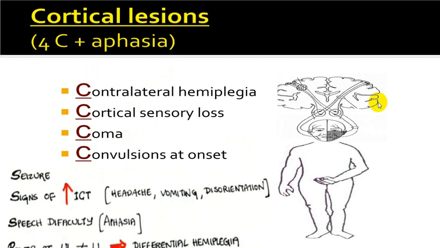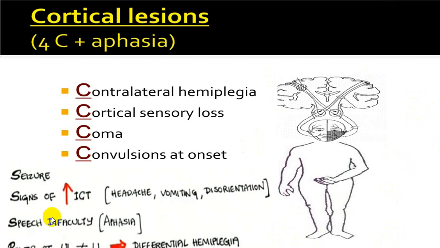And it depends upon which lobe is being involved, which territory. Particularly if the parietal lobe is involved, you can have agnosia, apraxia, etc. In the case of a frontal lobe, you can have aphasia. If it is the dominant hemisphere, Broca's aphasia. If it is the parietal lobe, you can have Wernicke's aphasia. And if both lobes are involved, frontal as well as parietal, you can have a global aphasia. So these are all the different things you can come across.